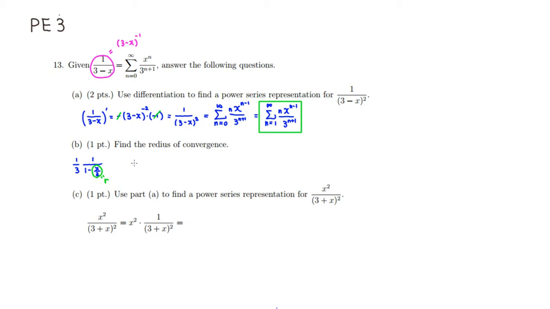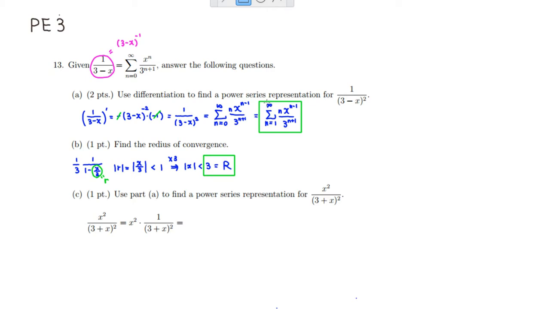The radius of convergence comes from making sure that the absolute value of r, which is x over 3, is less than 1. If you multiply both sides by 3, you get the absolute value of x is less than 3. That's the radius of convergence for this initial power series. The answer in part A is simply the derivative of the power series, and the radius of convergence doesn't change when you take the derivative, so the radius of convergence is still 3.